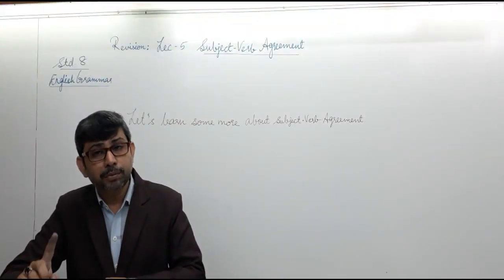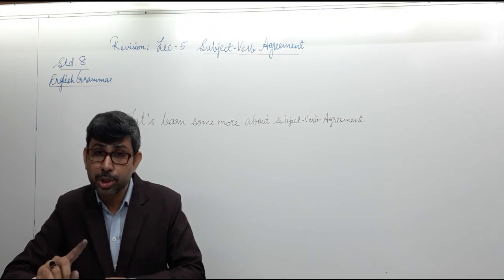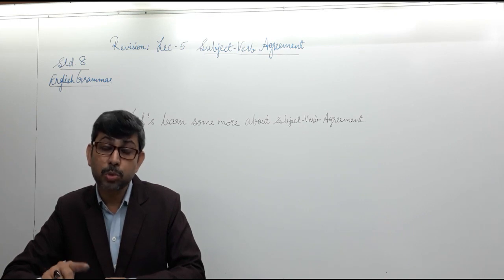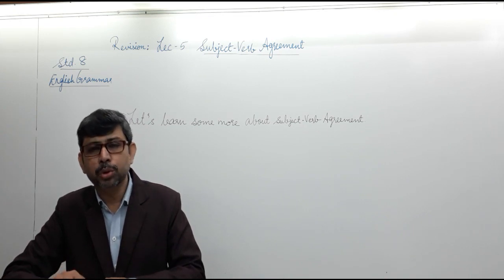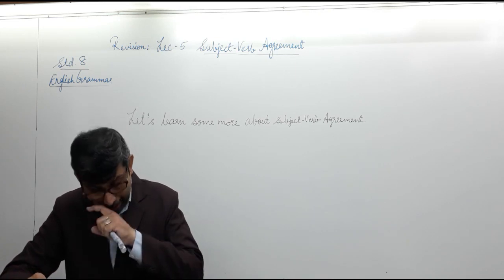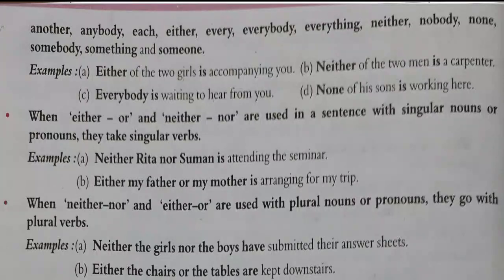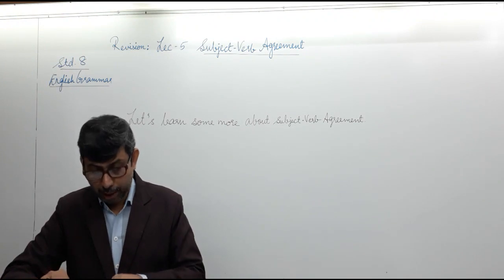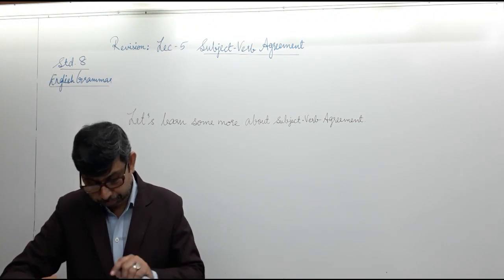So you see, we have used a singular verb with a singular noun inside it with the phrase either or, neither nor, and similarly when the nouns were referring to something plural, we have used a plural verb in accordance with its subject. The next example, either the chairs or the tables are kept downstairs, and we have not written is kept downstairs. So I hope this rule is now clear to you.